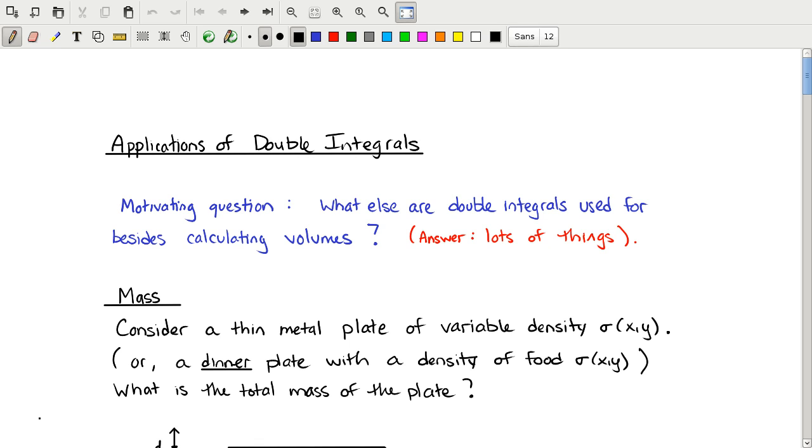So the motivating question is clear. Where else can they be used? The answer is lots of things. We'll go over a couple of examples primarily from physics, but hopefully discuss a little bit about how these ideas can be extended into other fields as well.